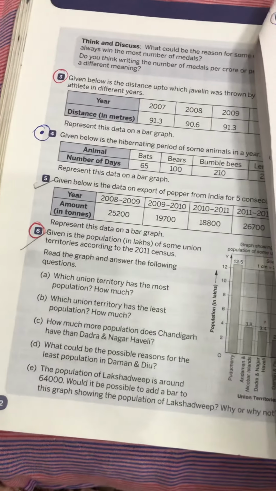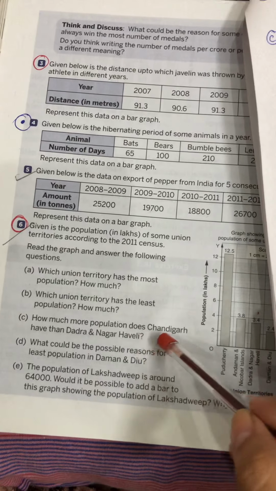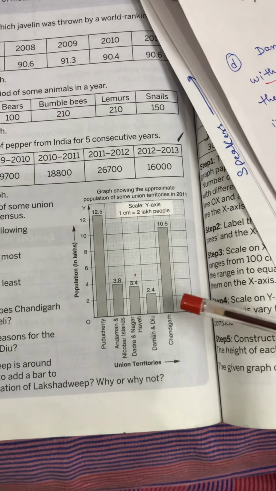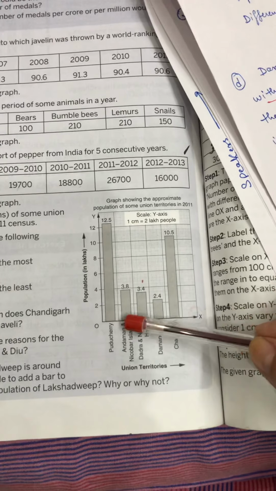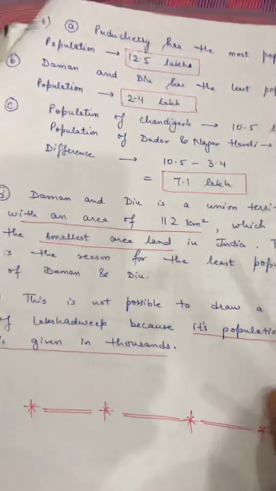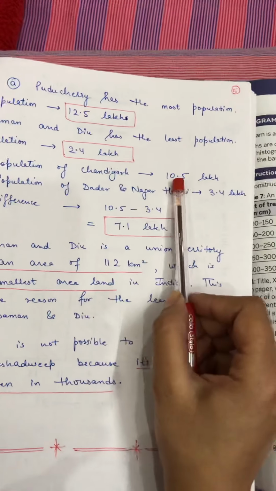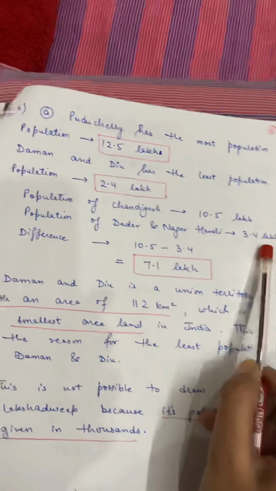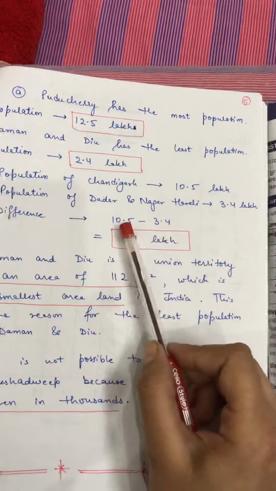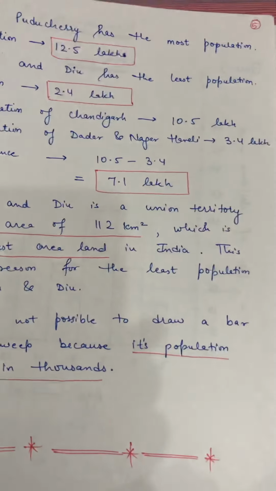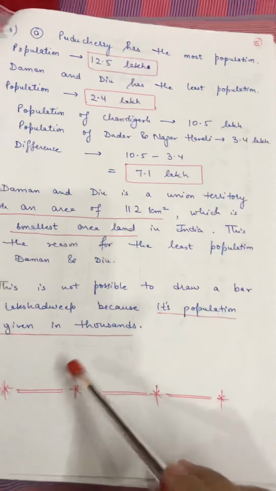Next is, how much more population does Chandigarh have than Dadar and Nagar Haveli? Chandigarh is having 10.5. Dadar Nagar Haveli is having 3.4. So you can write in this way. Population Chandigarh 10.5 lakh, population Dadar Nagar Haveli, that is 3.4 lakh, and difference is 10.5 minus 3.4, and that is 7.1 lakh.